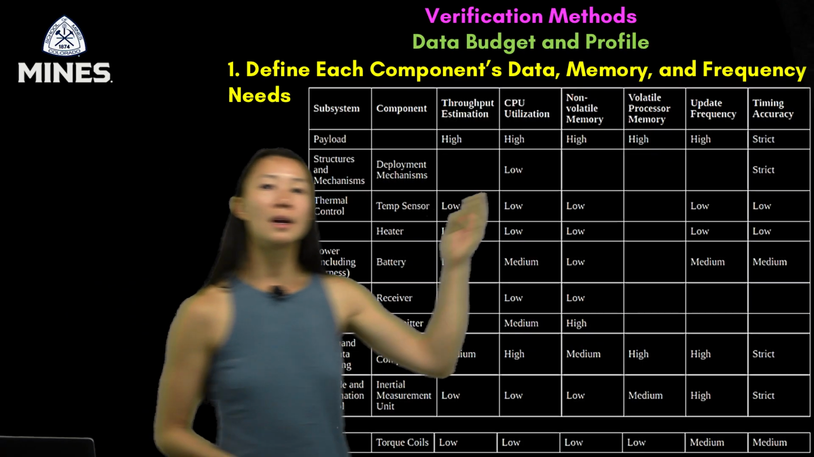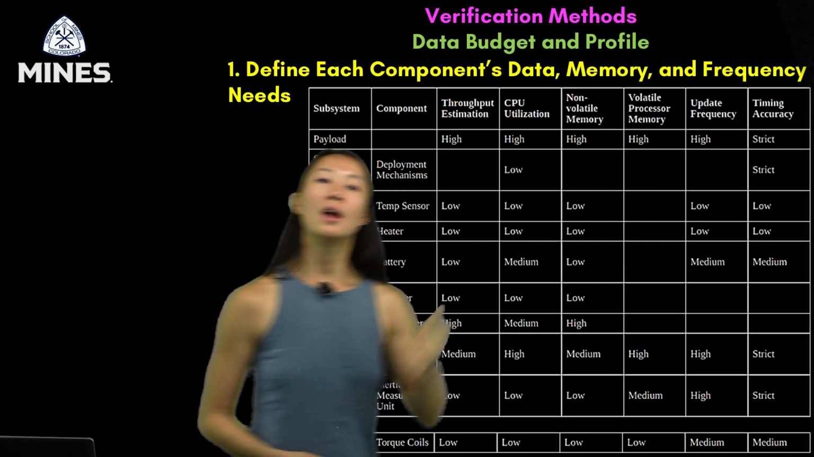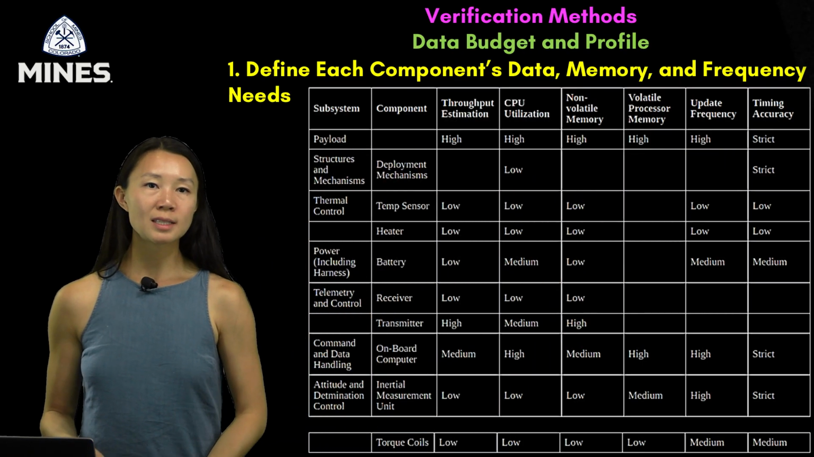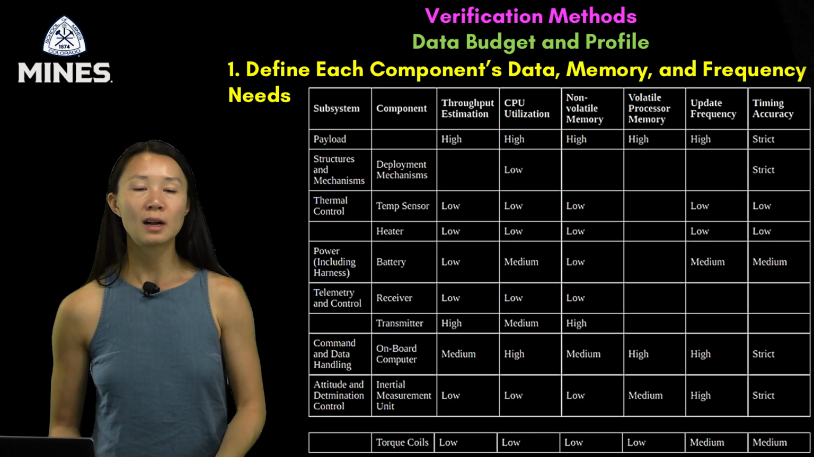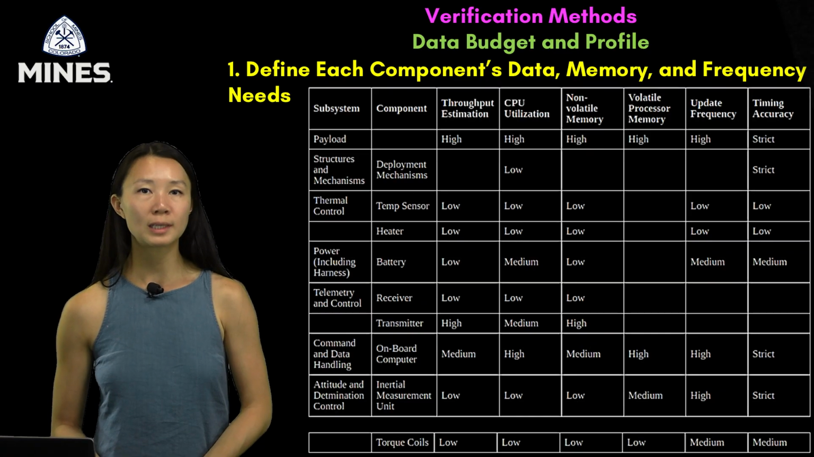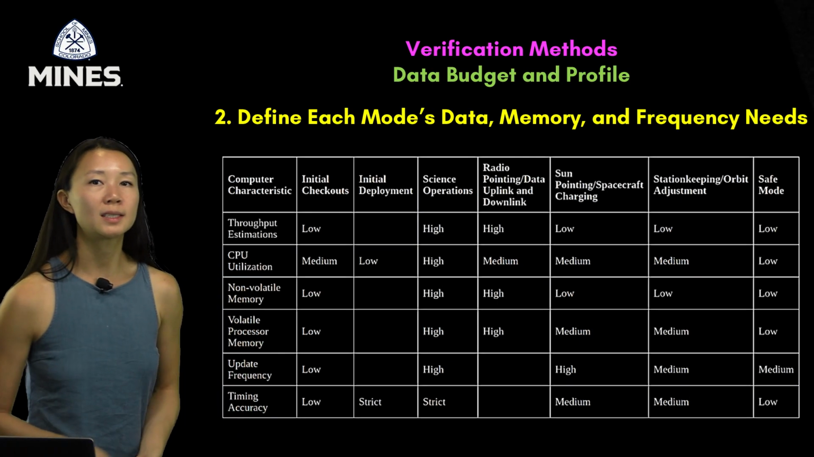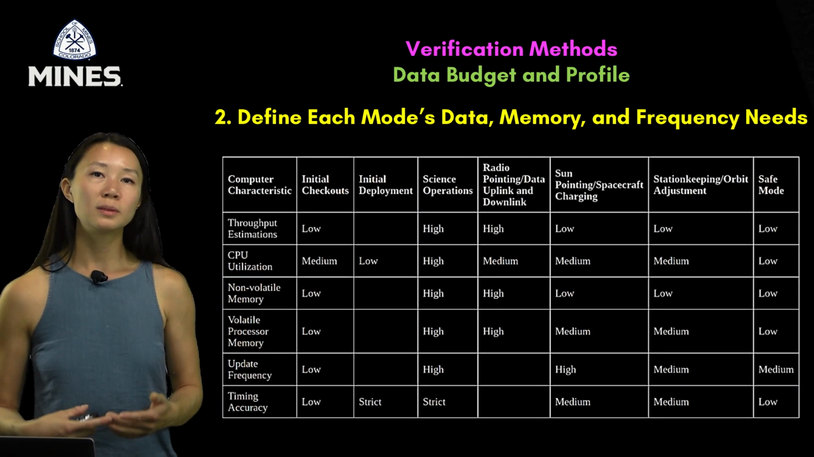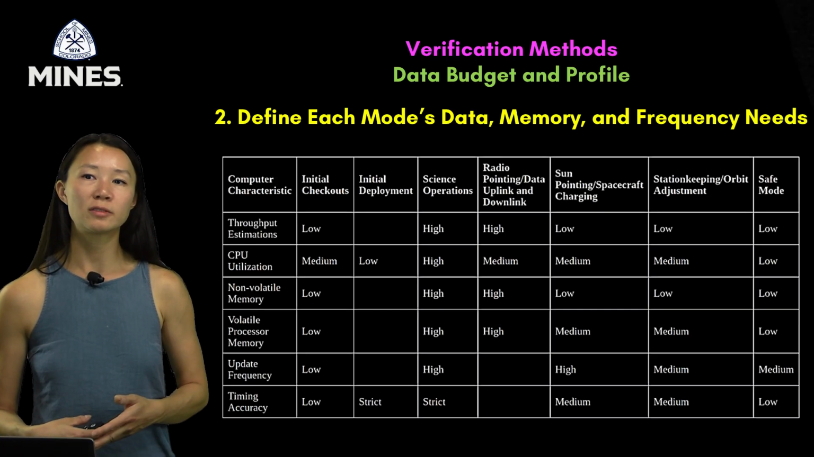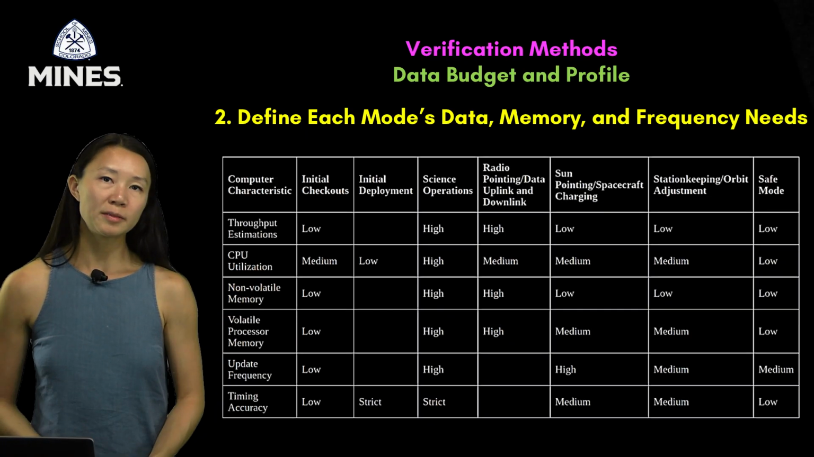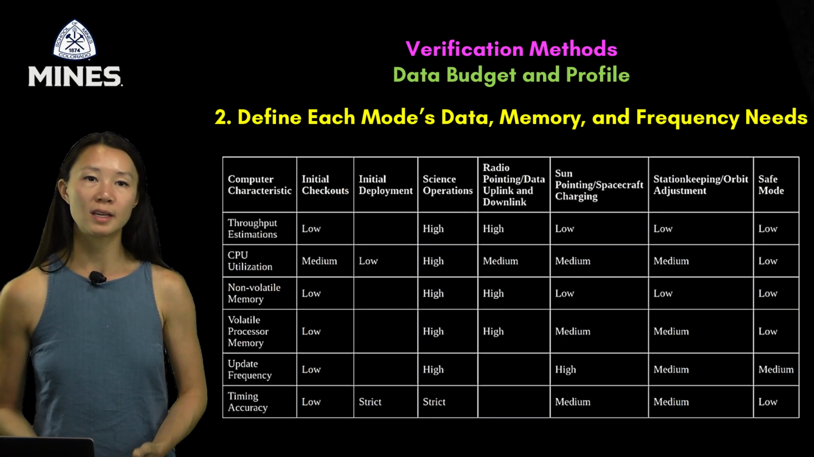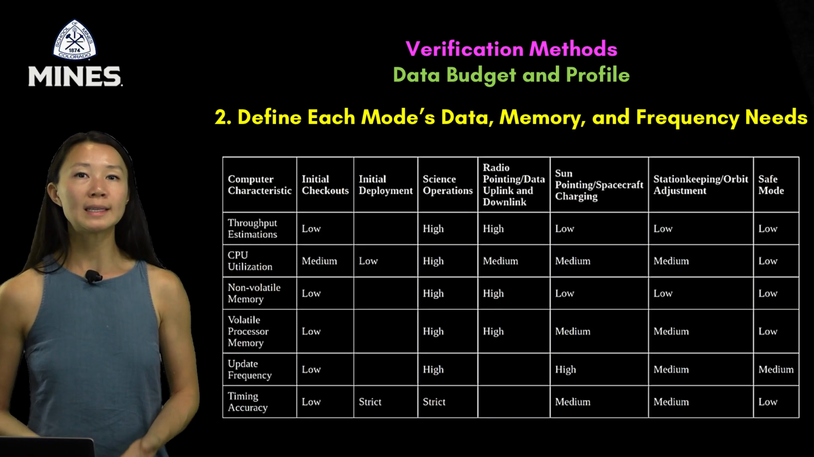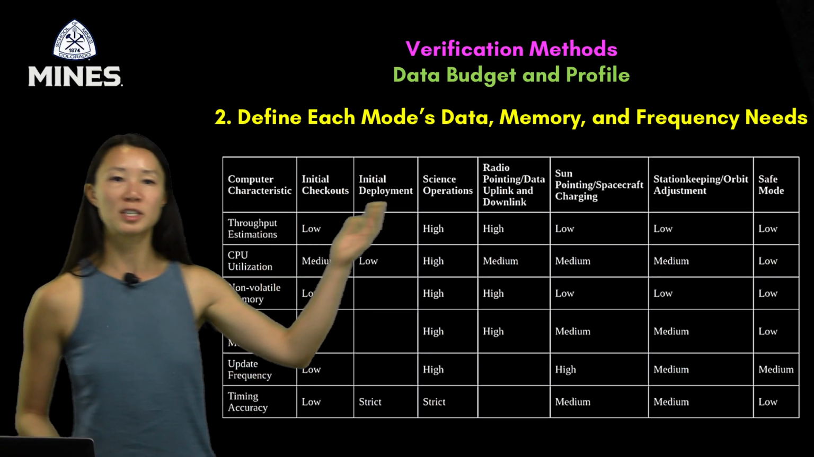Related to that is timing accuracy. Is this a component that needs precise time-synchronized measurements? If so, your software architecture and clock distribution must be designed accordingly. The next step in crafting a data budget and profile is to look at the data demands across different mission modes. Now that we've looked at component level needs, let's shift to the second step of CDH verification, evaluating data demands across different mission modes.